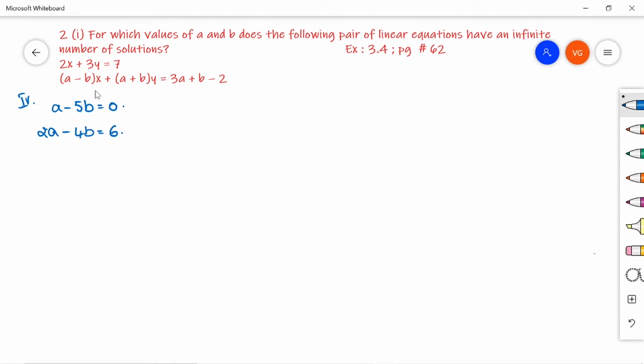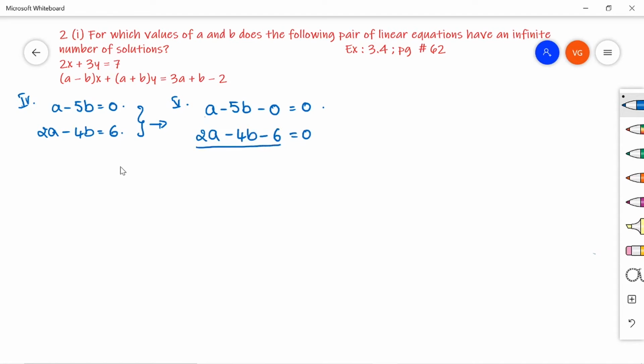Now we have to solve these two equations to get the values of a and b. So let us use the cross multiplication method to find out these unknowns. First step, again we need to write them in the standard form. So step 5 will be a minus 5b minus 0 is equal to 0, that is a1x plus b1y plus c1 is equal to 0, right? 2a minus 4b minus 6 is equal to 0.